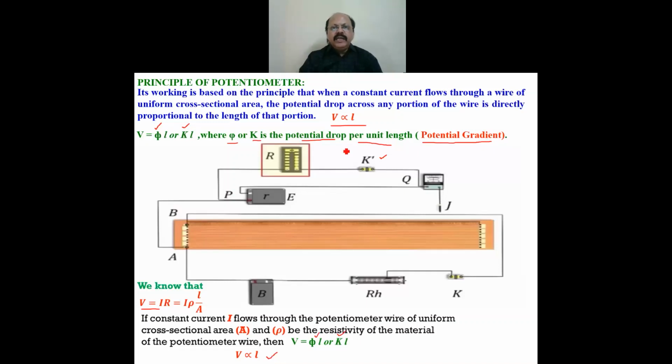So whatever we are saying in the principle, you are justifying here: if constant current is flowing through the potentiometer wire having uniform cross-sectional area, then the potential drop across any portion of the length of the potentiometer wire is directly proportional to the length of that portion. So this is about the principle of the potentiometer. Now here we plot a graph between the potential drop and the length of that portion. Then we get a straight line that passes through the origin.